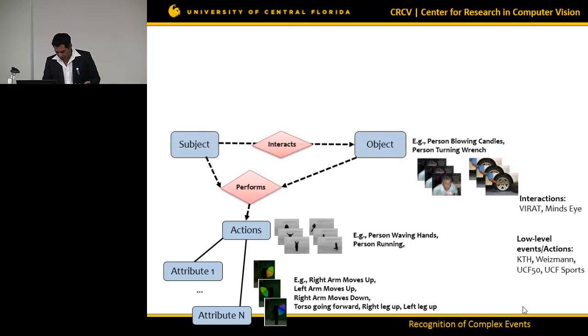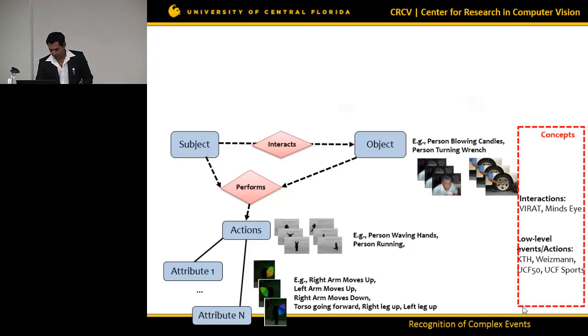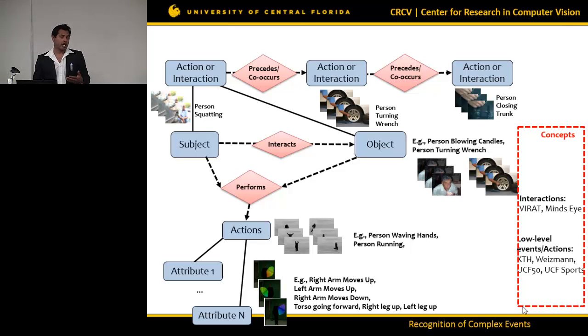That is one action. When these actions happen between a subject and an object, for example, a subject turning a wrench, so there are a subject and object involved here, these actions can be further thought of as an interaction. That's the next level of hierarchy. And these interactions can also be called concepts, what we previously meant. It turns out that you have these different actions or interactions interleaved together in a temporal order, and that is your complex event.